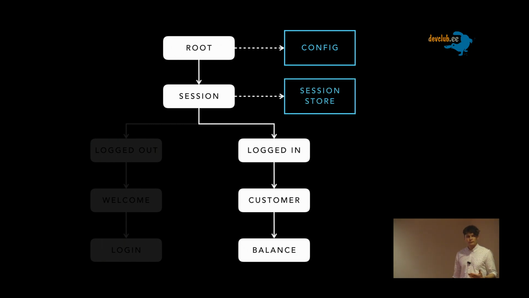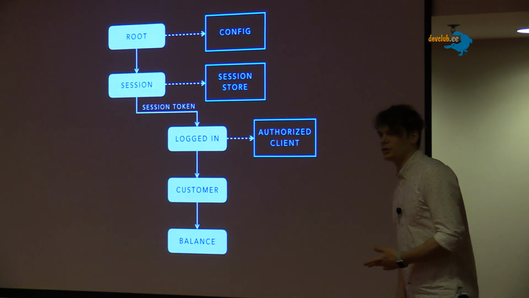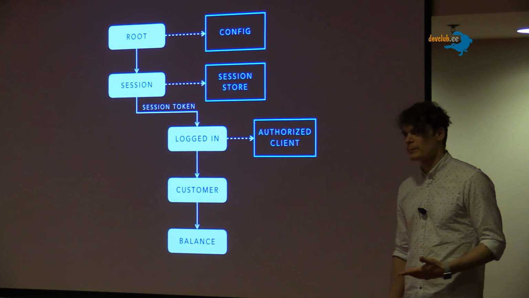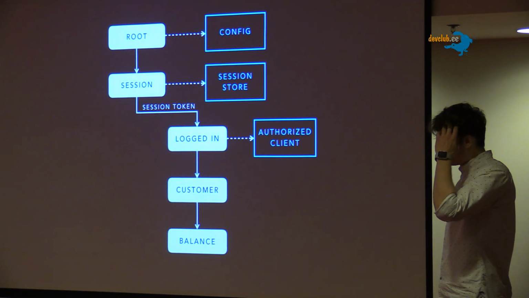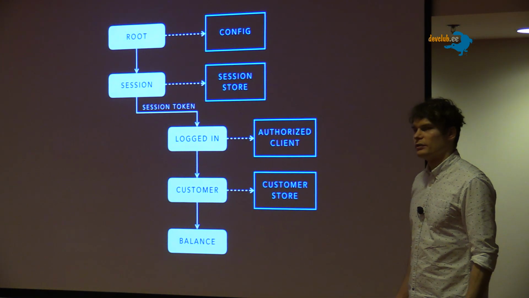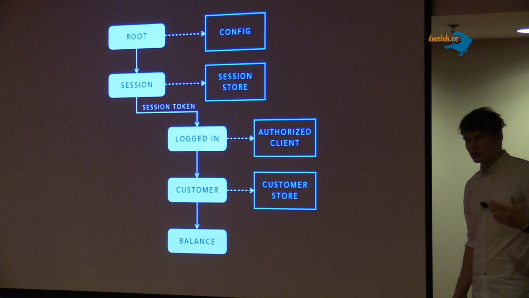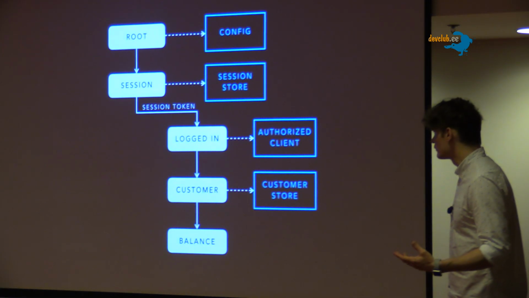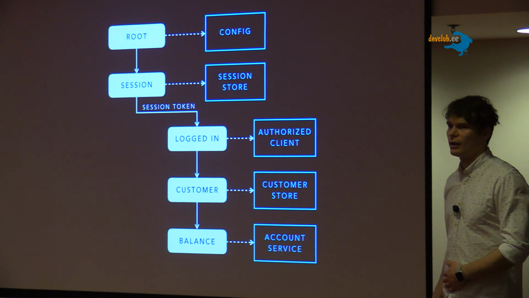Session scope creates and is responsible for keeping alive the session store because it's actively monitoring what's happening, whether the session is appearing, disappearing. But if you remember, when we logged in, the session token was passed, or the session parameters, and now logged in is able to create an authorized client. Because there is no guarantee that the authorized client will work unless we have the required session token. Customer is responsible for observing the customer store, and then you can see what kind of customers are selected. And the balance wants account service. This is what balance uses to retrieve the accounts and their balance.